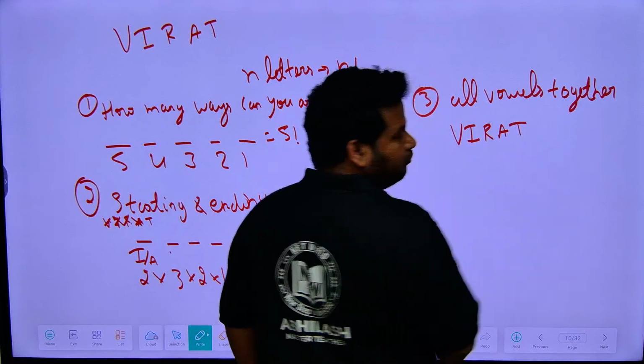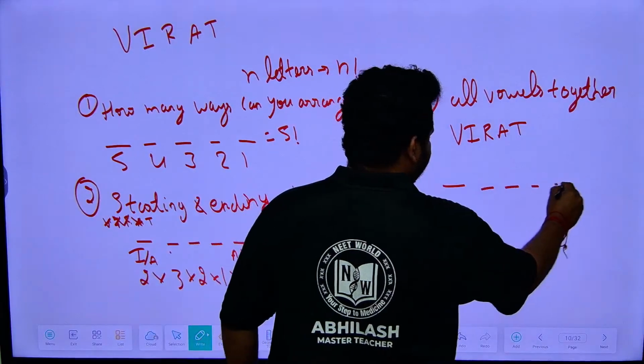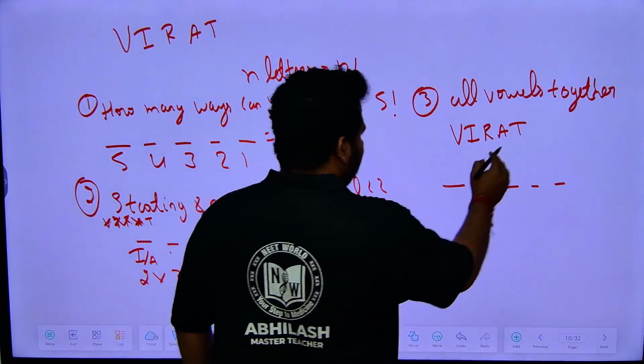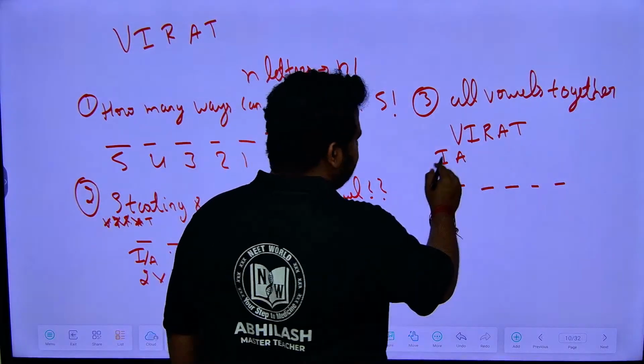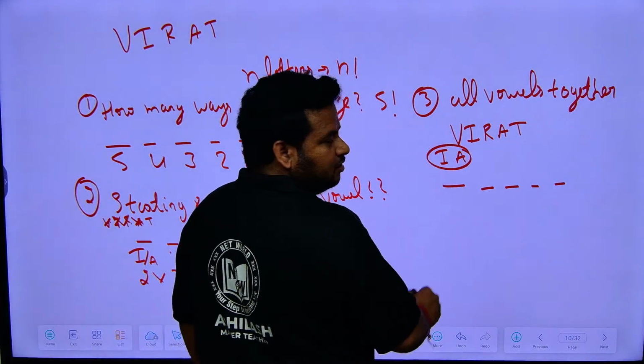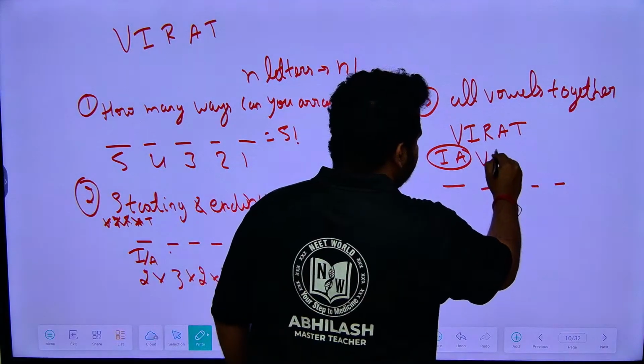Virat, we are having all the vowels together. Means how many places are there? 1, 2, 3, 4, 5. Out of that, all the vowels are together means vowels are what? I and A. Okay, I and A, what will I do? I will combine them, I will tag them together. Remaining letters are what? V, R, T.